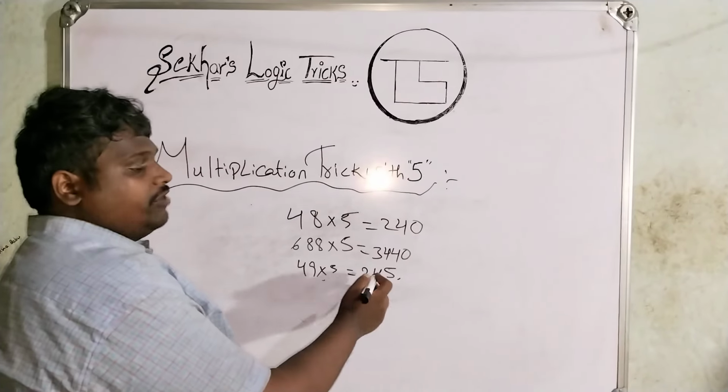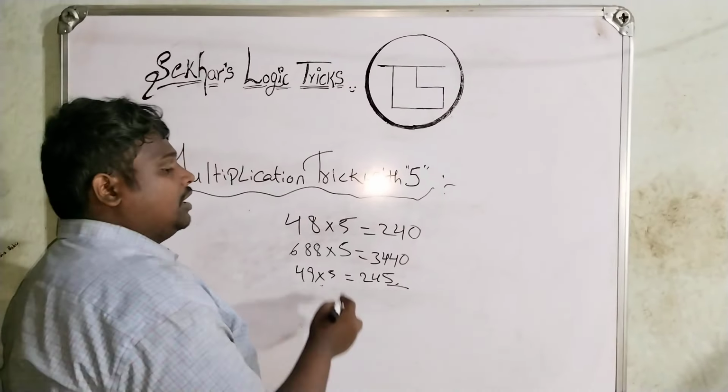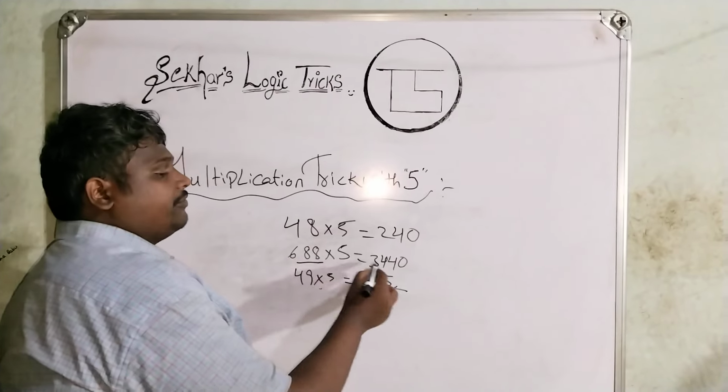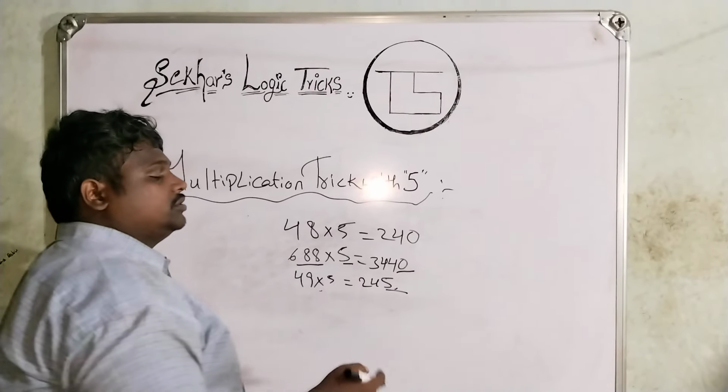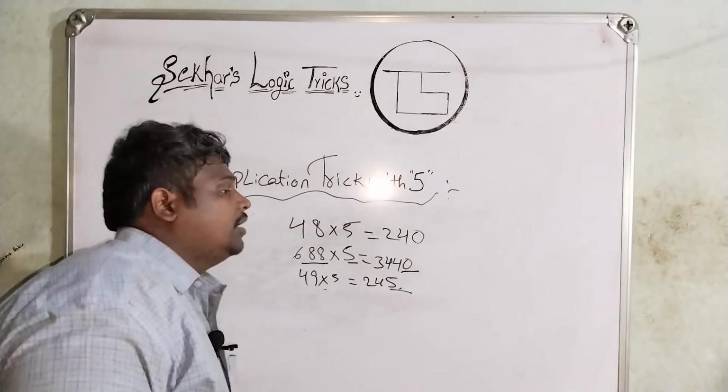Any odd number multiplied with 5 ends with 5. Any even number multiplied with 5 ends with 0. That is the other trick in this.